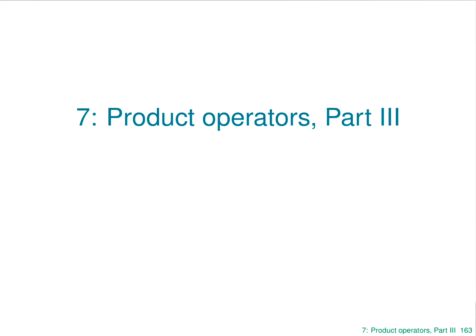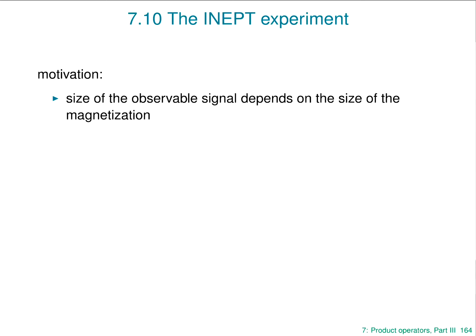We now have our third section on product operators, and first of all we're going to use these to describe a real experiment for once, the first real experiment, and then we'll have a little look at some stuff about how these multiple quantum terms arise and evolve within this theory. So the first thing we're going to look at is this INEPT experiment.